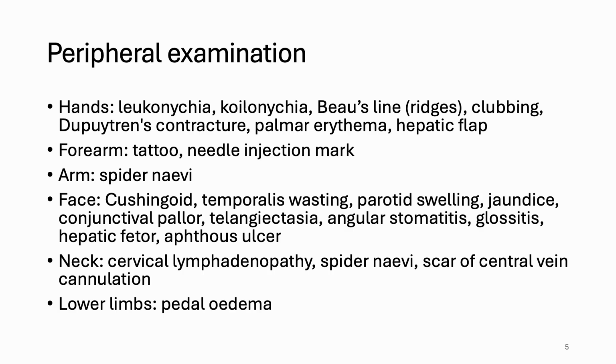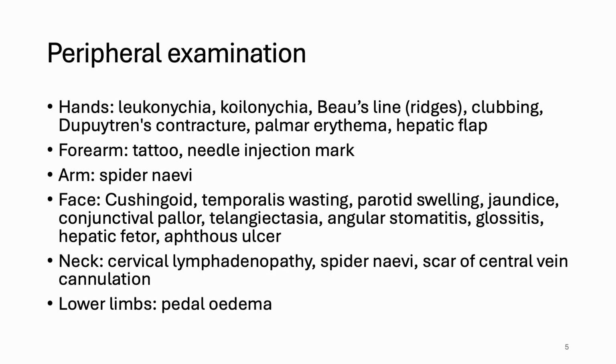On the forearm, you look for tattoos and needle injection marks. On the arm, we should look for spider nevi, which is a telangiectasia, the abnormal dilatation of the capillary. On the face, look for Cushingoid features, temporal wasting, parotid swelling from alcohol use, jaundice, conjunctival pallor, telangiectasia, angular stomatitis and glossitis, which would hint at nutritional deficiency, hepatic fetor, and aphthous ulcers of inflammatory bowel disease.